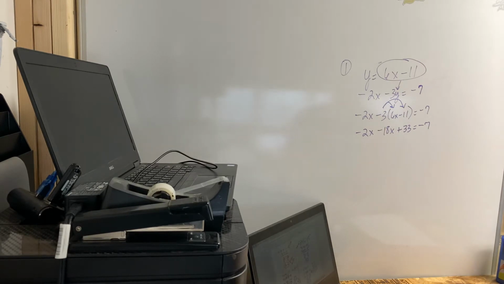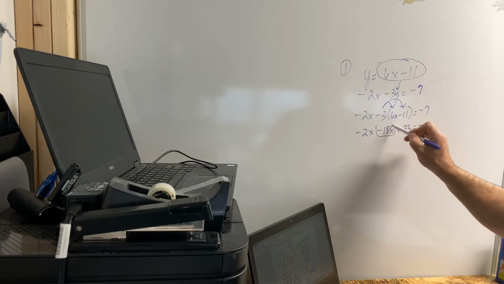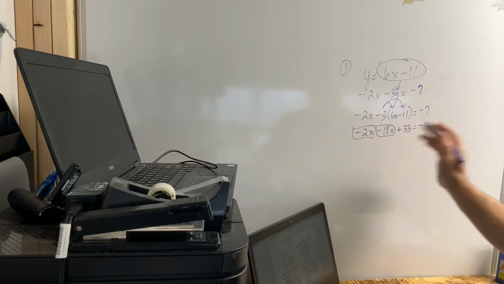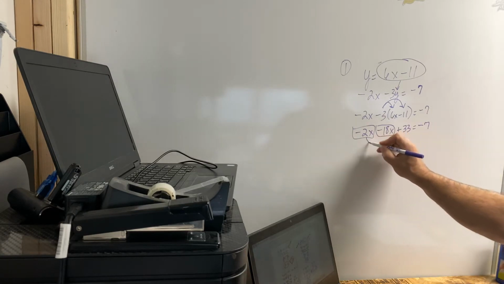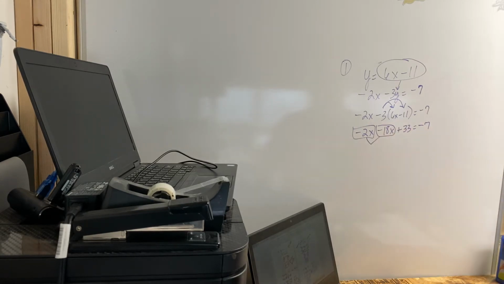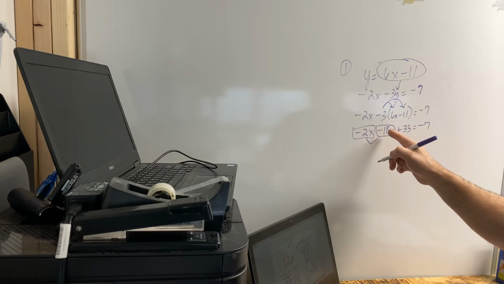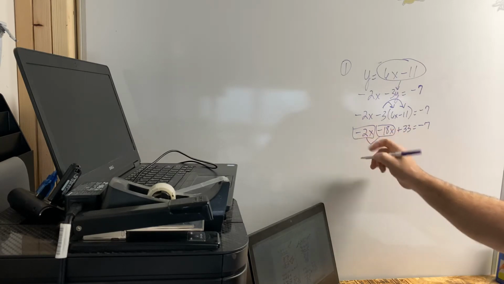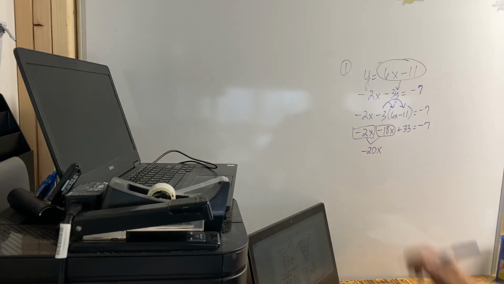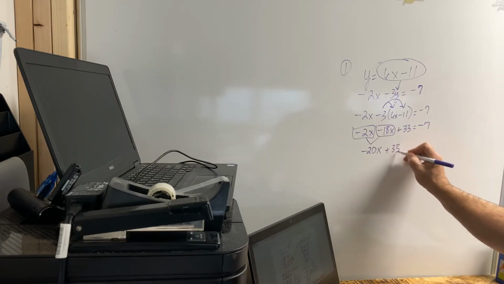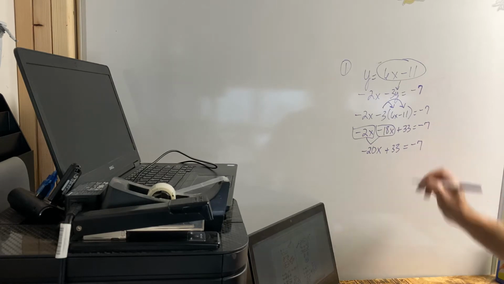Okay, now you see that you have an x value here and an x value here, and we're on the same side of the equation. When they're on the same side of the equation, you can bring these together. So you owed me $18. I let you borrow another 2, so now you owe me negative 20x plus 33 equals negative 7.